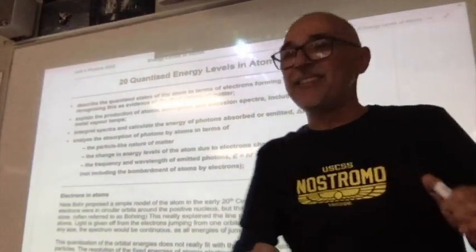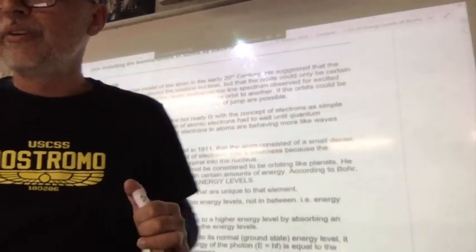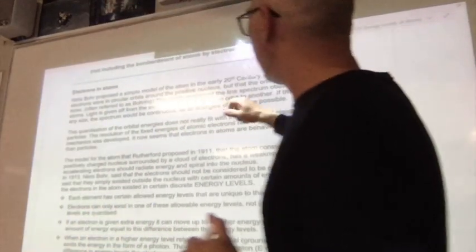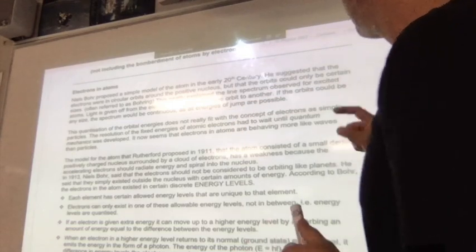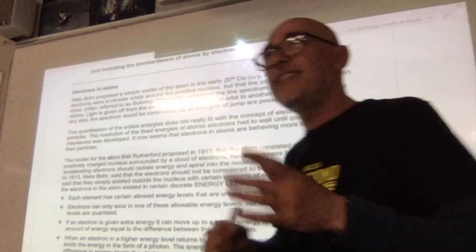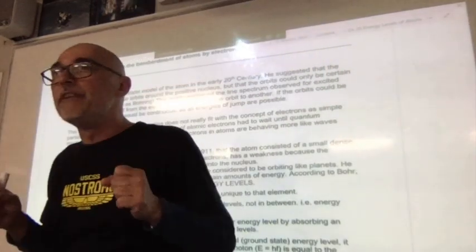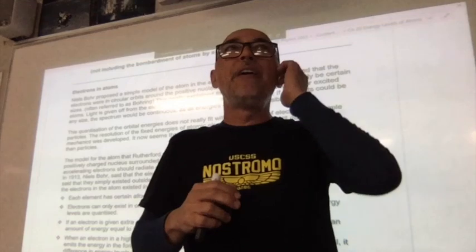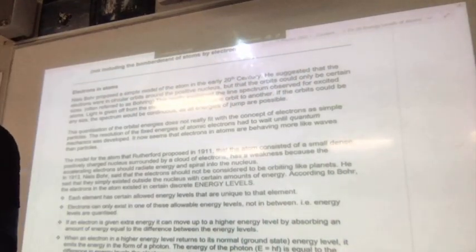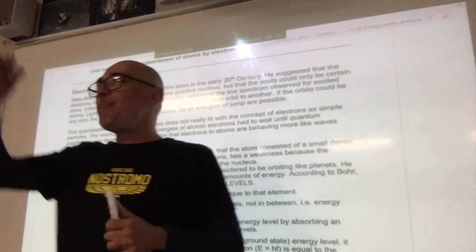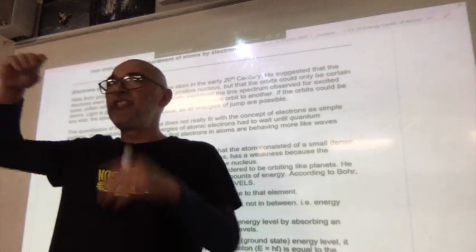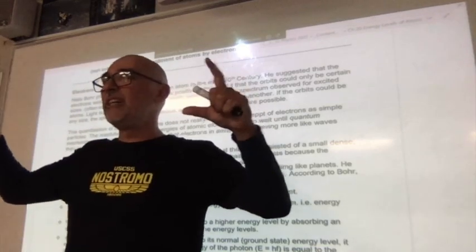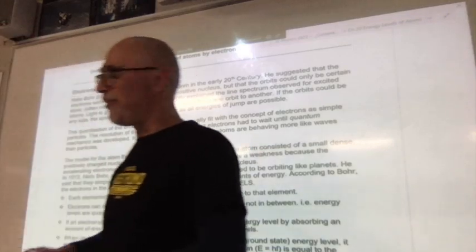Okay, so Niels Bohr proposed a simple model of the atom in the 20th century. He suggested that the electrons were in circular orbits around the positive nucleus, but that the orbits could only be certain sizes. This is where they needed a quantized model, because if the electron could occupy any orbit around the atom, then the range of frequencies you could use would be continuous. It'd be any frequency, you just get the electron to be a little bit further out. But it doesn't work that way, of course, because the universe can never be too simple.